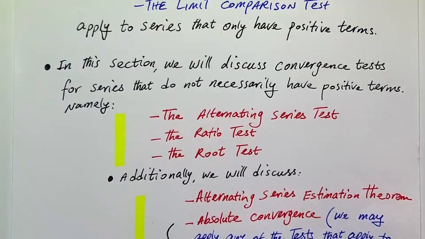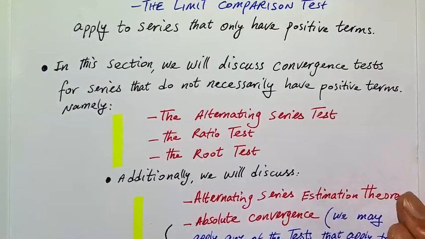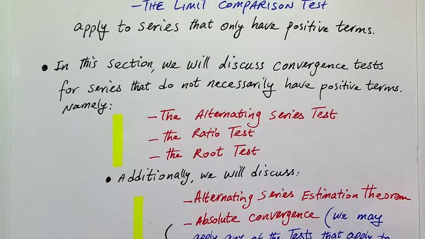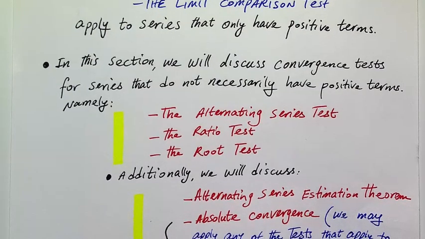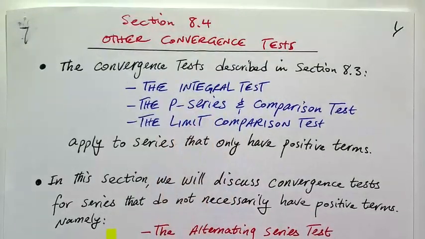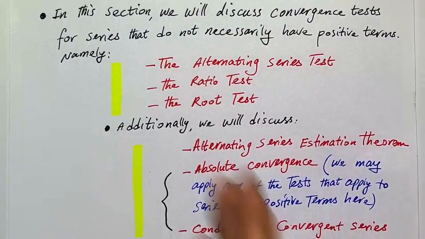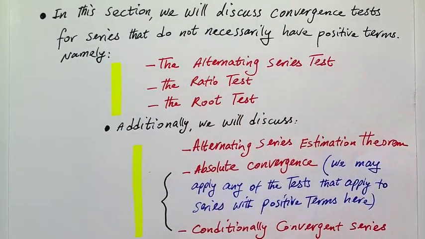Now, if you have alternating series, that is series that have both positive and negative terms, and you consider just the positive terms, which we will in some cases in this section, we can apply these tests that we discussed in section 8.3. Okay, so that is also possible. So here they are, the ratio test, the root test, and the alternating series test.